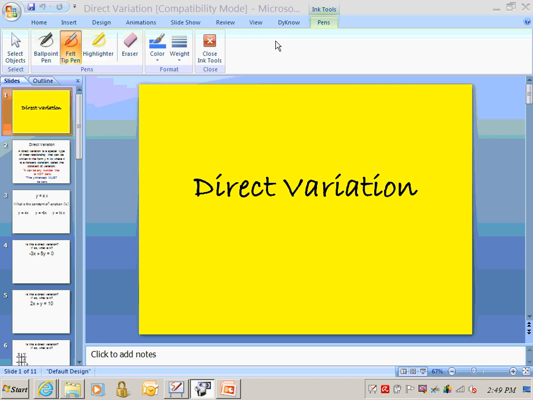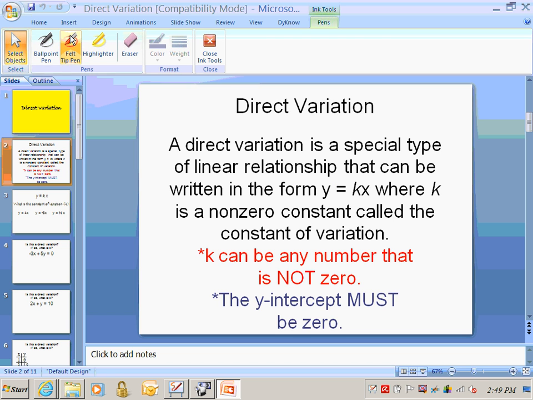This video is about direct variation. A direct variation is a special type of linear relationship, so it's a line that can be written in the form y equals kx. So k is much like the slope. It is the slope, where k is a non-zero constant. So it's a number that's anything but 0.